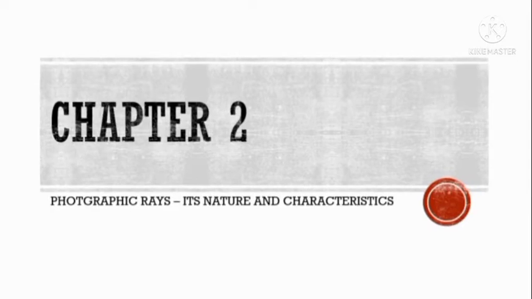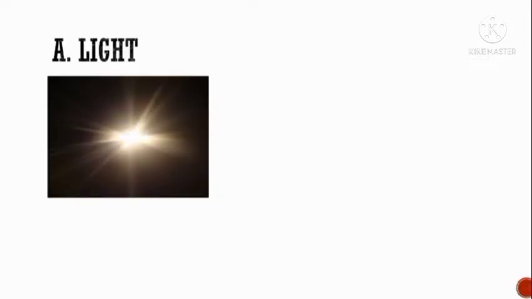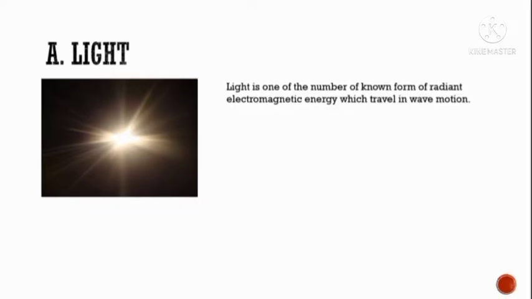In this video presentation, I will discuss Chapter 2, Photographic Rays, its nature and characteristics. Light. Light in forensic photography is very important because we cannot produce a picture if we don't have light. Light is one of a number of known forms of radiant electromagnetic energy which travel in wave motion.